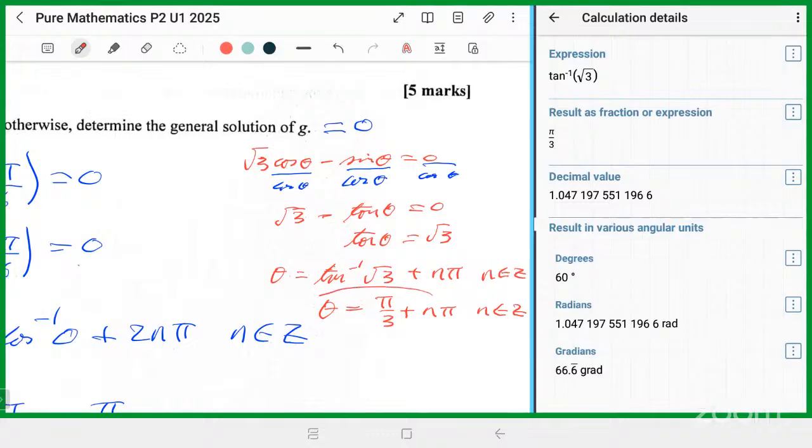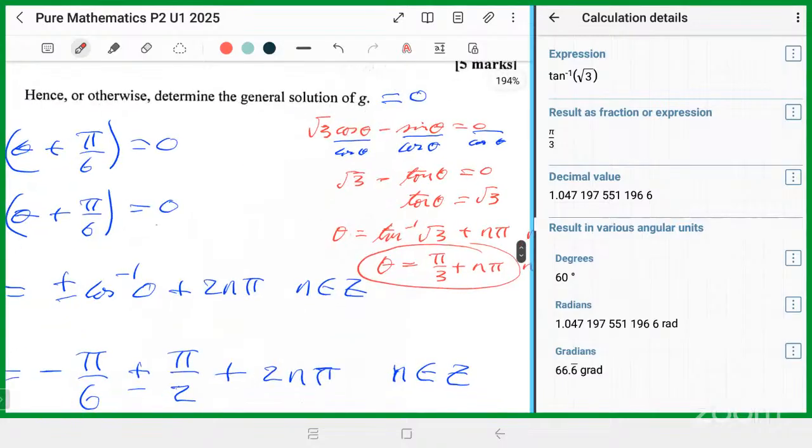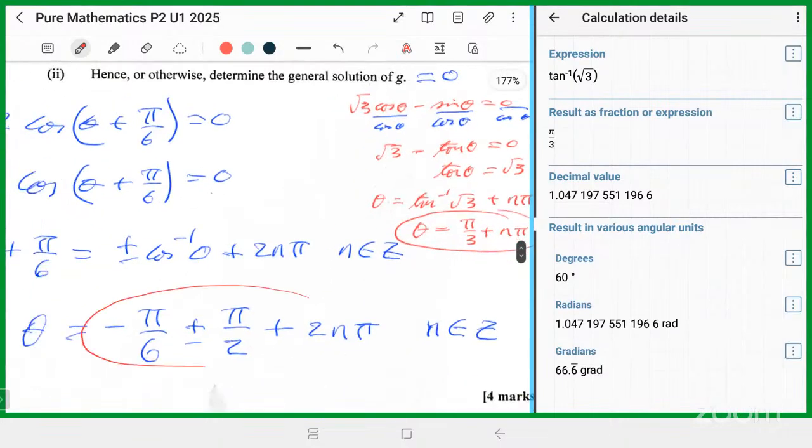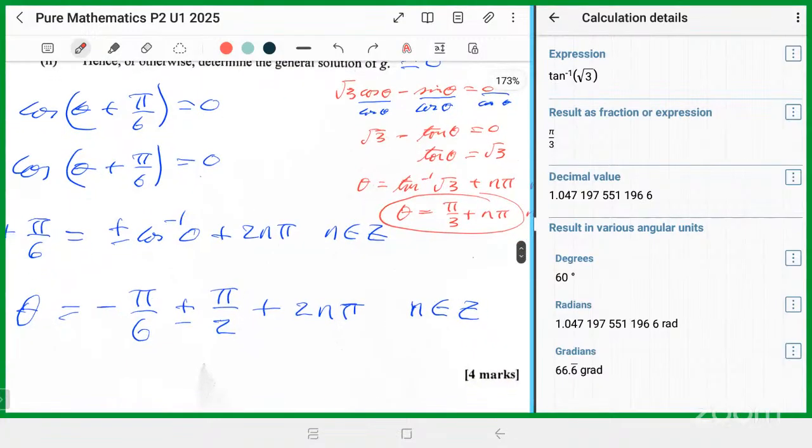So the question is, are these two solutions the same? You can actually test it and see if those two solutions give us the same answer. When n equals 0, it becomes pi by 3, right? The question is, can this also be pi by 3?